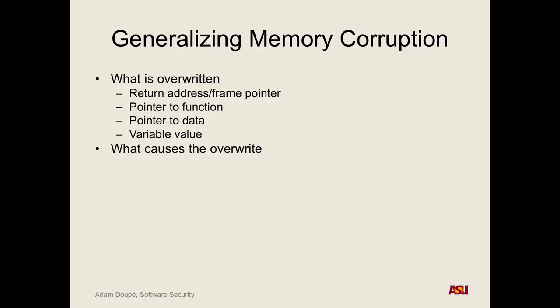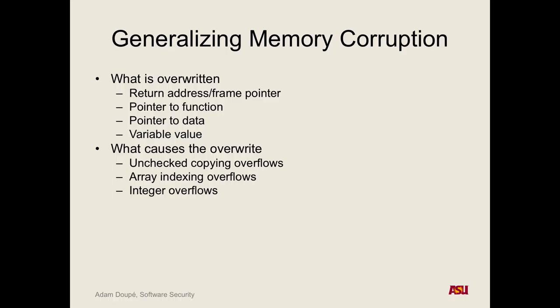So you can classify these all under what is overwritten. What is the thing that you're changing? Then what causes the overwrite? Is it unchecked copying, the classic overflows? Array index overflow, so maybe you can't just copy everything, but maybe you can access out of an array. Integer overflowing: if you add integers too much, they loop around and become negative, so if you're using this as some kind of offset, you can get memory corruption vulnerabilities there.